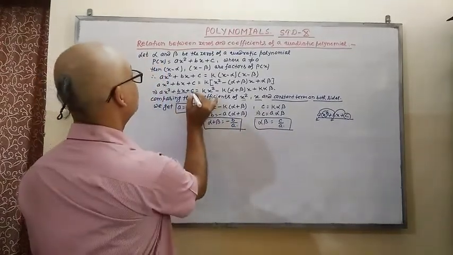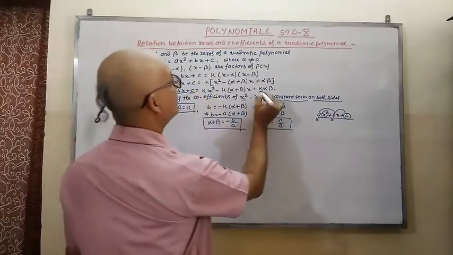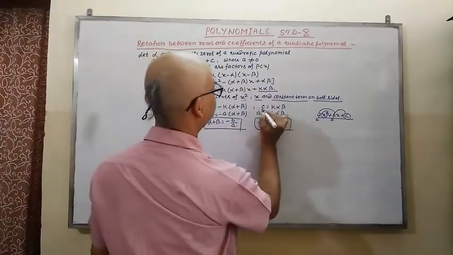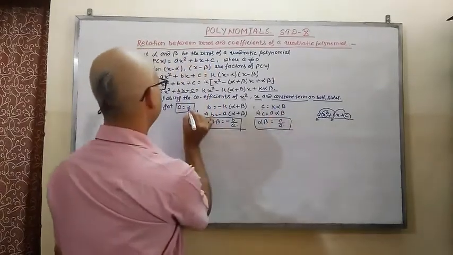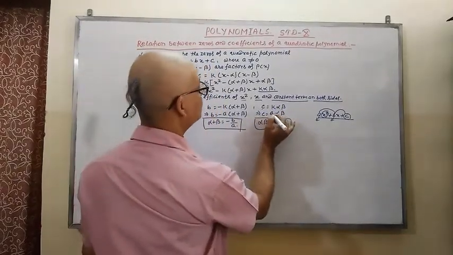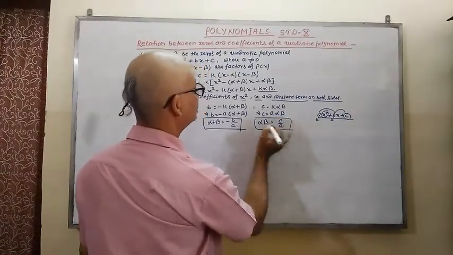Similarly, when we compare the constant term, here it is c, and here it is k alpha beta. So c is equal to k alpha beta. Again, k means a. So c is equal to a alpha beta. So alpha beta is equal to c by a.